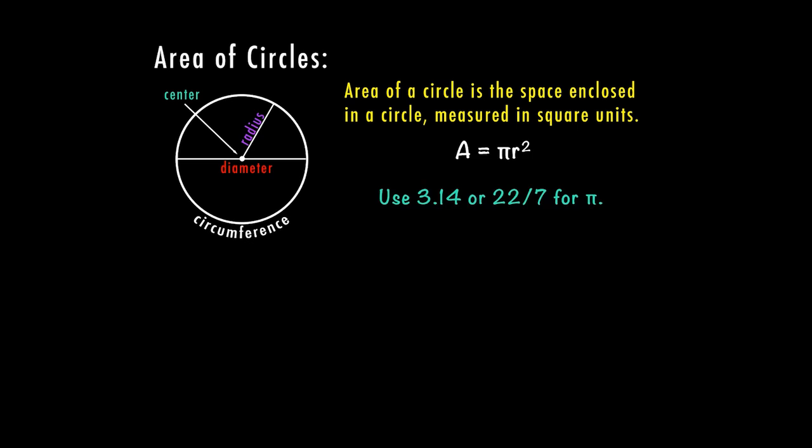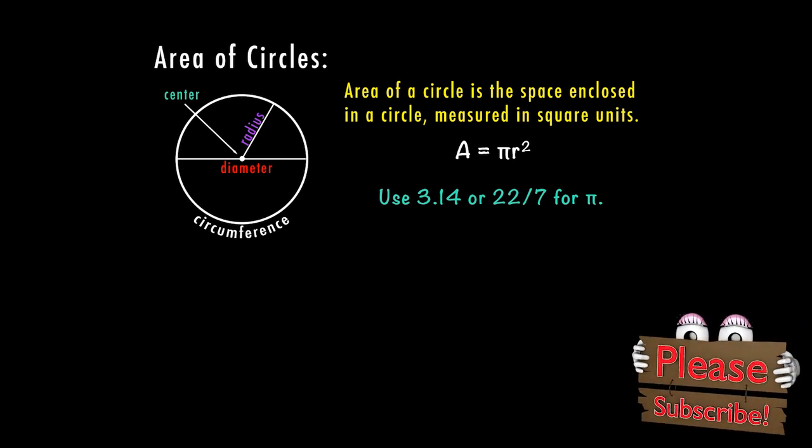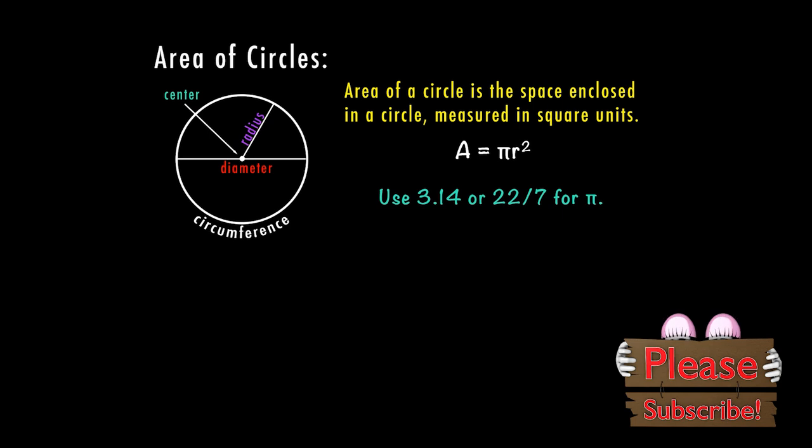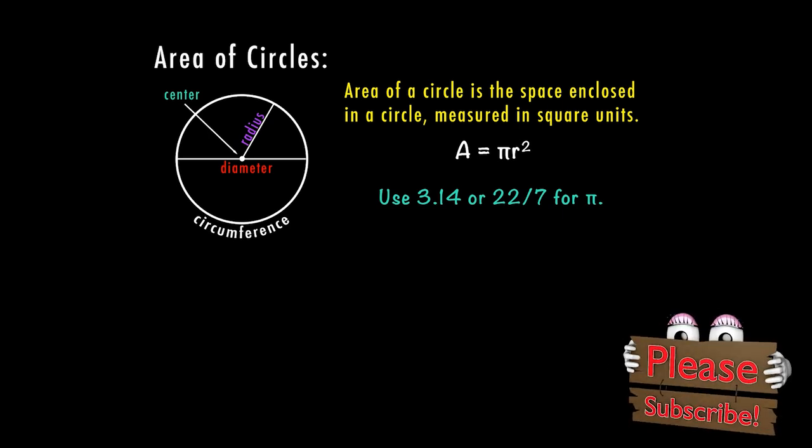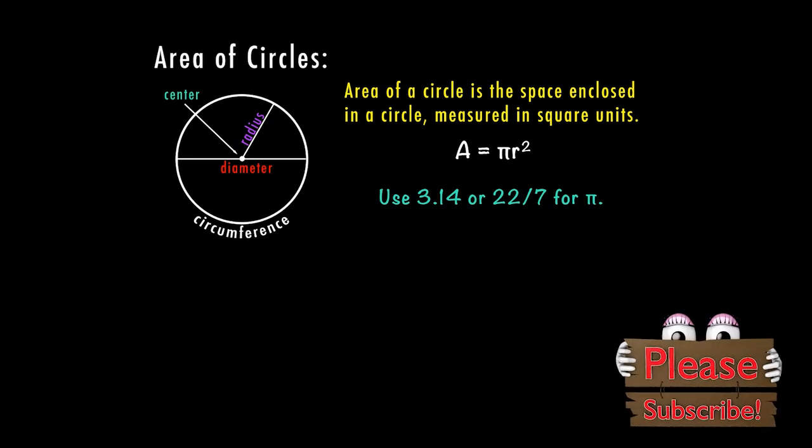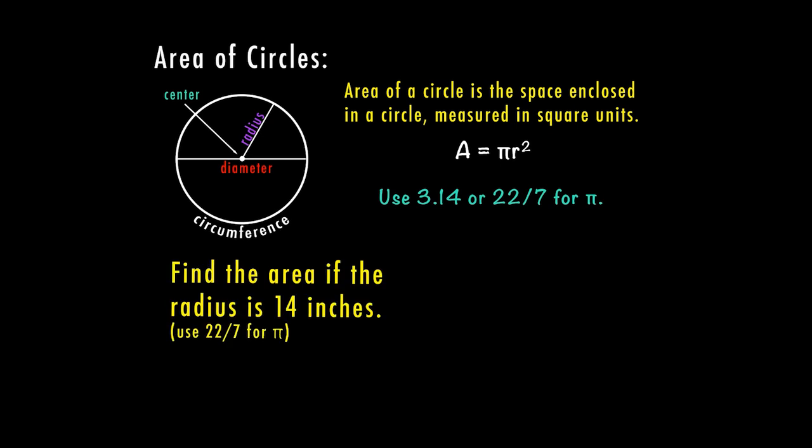The formula for the area of a circle is pi times r squared. So we want to square the radius and multiply times pi. Again, we're either going to use 3.14 or 22 over 7 for pi. If it tells you to leave your answer in terms of pi, then you would just have pi as part of your answer. So let's go ahead and look at a couple of practice problems.